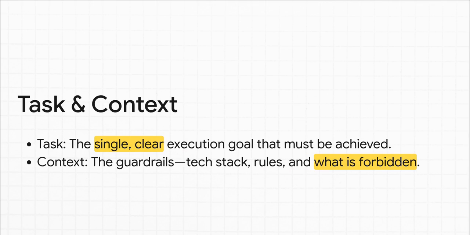Next, we've got task and context, and they work together as a team. The task is the what, the single crystal clear thing you need it to do. No ambiguity allowed. The context provides the where and the how. These are the essential guardrails. For instance, your context might specify the tech stack is Python and Django, and that under absolutely no circumstances should it ever use real customer data.